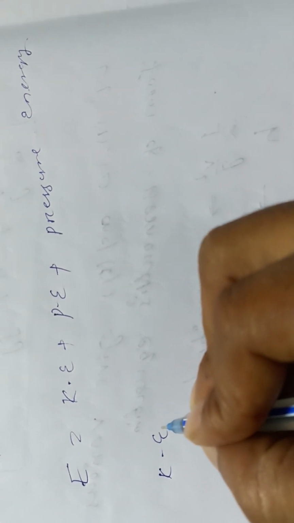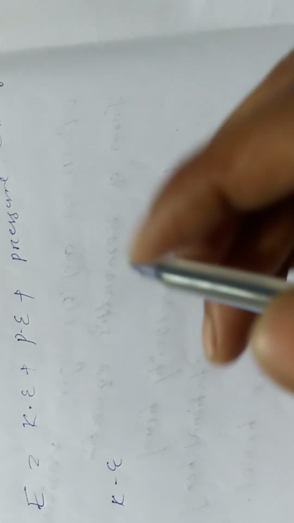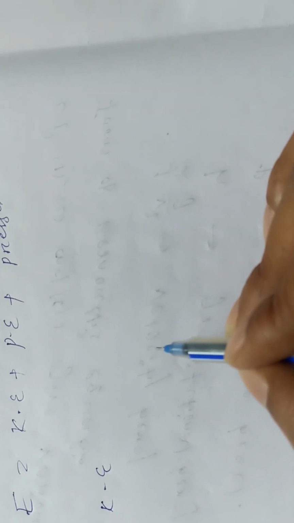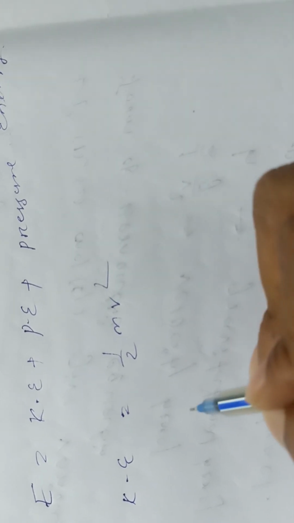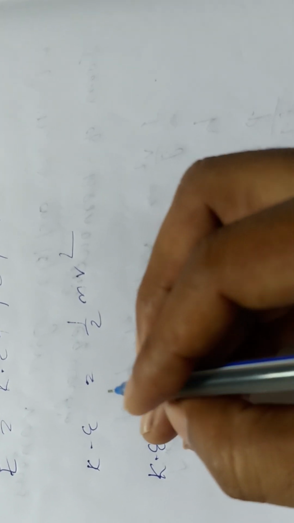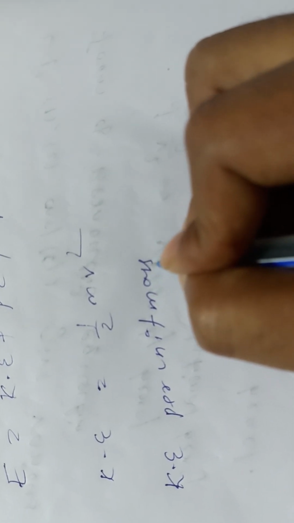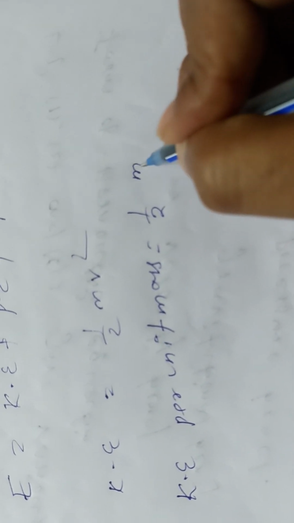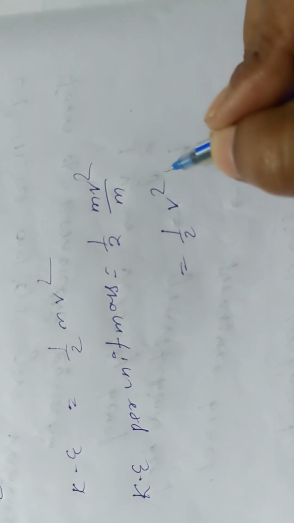So kinetic energy equals, if m is the mass of a liquid moving with velocity v, then kinetic energy equals half m v square. Kinetic energy per unit mass equals half m v square by m, which equals half v square.